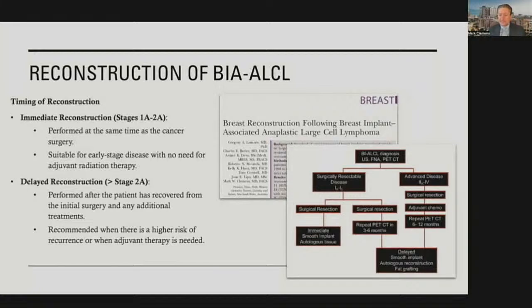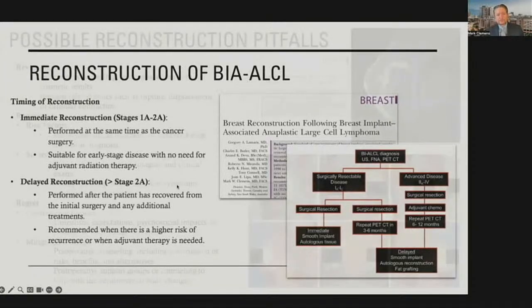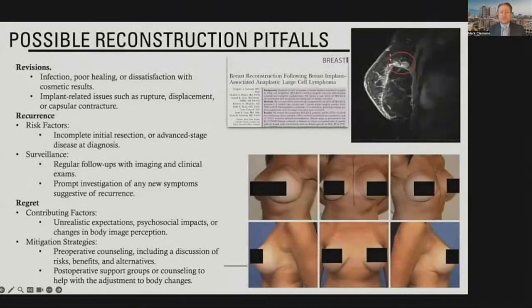We usually discuss benefits and risks with the patient, and we might decide to do a delayed reconstruction if we know that the patient still requires radiation therapy or some kind of chemotherapy and has not been completely treated at this stage. I want to focus on some possible reconstruction pitfalls that we try to avoid.